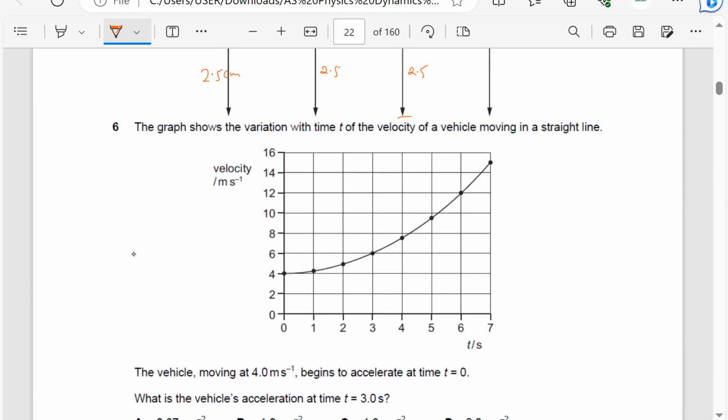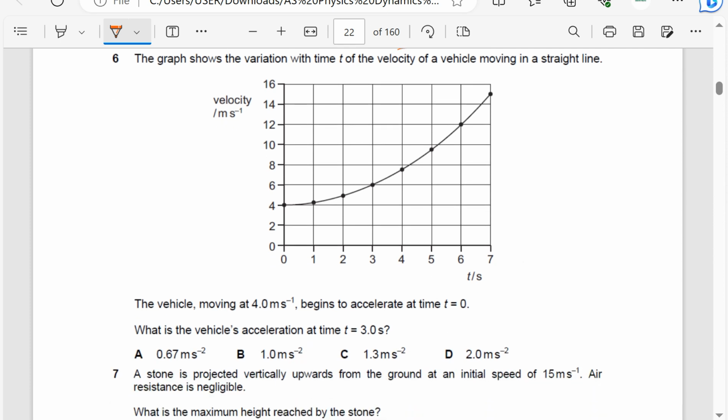The graph shows the variation with time t of the velocity of a vehicle moving in a straight line. The vehicle moving at 4 meters per second begins to accelerate at t equals 0. What is the vehicle's acceleration at t equals 3.0 seconds? Because acceleration is the gradient, I'm just going to draw a tangent at 3.0 seconds. Of course, when you're drawing, the tangent should be perfectly balanced, completely symmetrical.